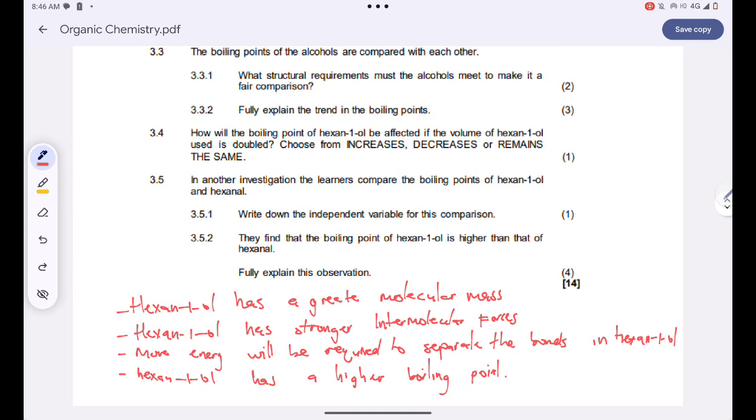Okay, 3.4. How will the boiling point of hexane 1-ol be affected if the volume of hexane 1-ol is doubled? Choose increase, decrease, or remain the same. By changing the volume of hexane 1-ol, we are not affecting the boiling point of hexane 1-ol.